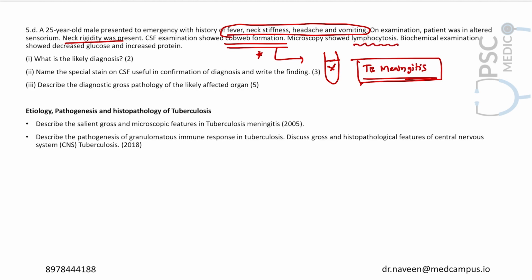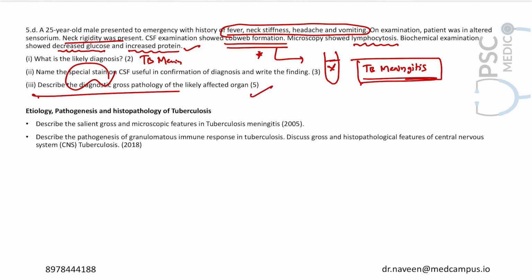Lymphocytosis is seen in tuberculous meningitis, decreased glucose is seen, and increased protein is seen. These are all characteristic features of TB meningitis, right? And in India, TB meningitis is more common. They're asking you what is the diagnosis and what is the stain that you use. What are the different stains we use for diagnosis of TB? You have to just focus on that.